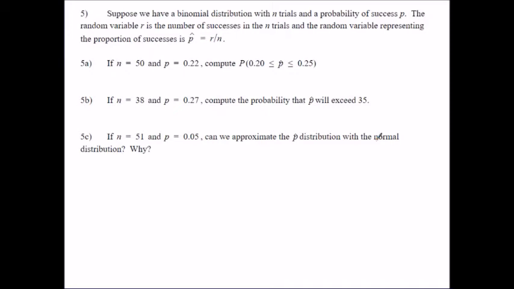All right, so we need the standard deviation. The standard deviation, and this is dealing with p hat, so it's the square root of 0.22 times 0.78, all divided by 50. Now the 0.78 I got from doing 1 minus 0.22. So our standard deviation is about 0.06.